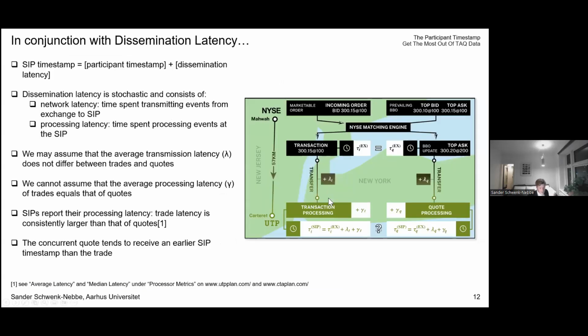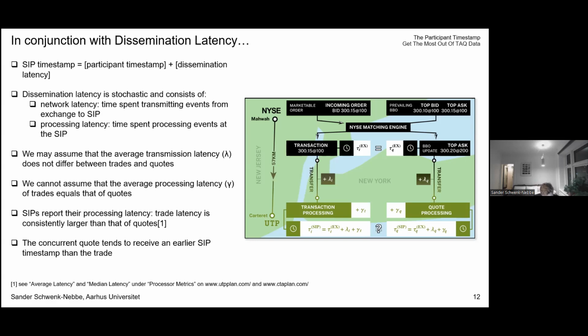I'm sure you wonder by now, and of course rightfully so, why we need to go through all of this in such detail. Yes, the new timestamp is clearly different, but why is that even important? Well, the new timestamp really makes one thing painfully clear, and that is that the SIP timestamp is often problematic. The issue is simply dissemination latency, which is funny enough the primary reason for the existence of the new participant timestamp. So SIP timestamps are really just participant timestamps with dissemination latency added on top. Dissemination latency consists of network latency and processing latency. Network latency happens between the exchange and SIP, and processing latency happens at the SIP.